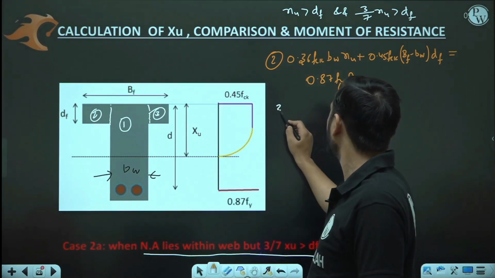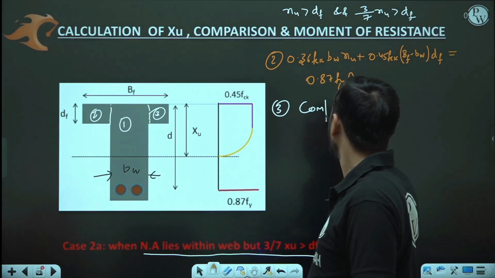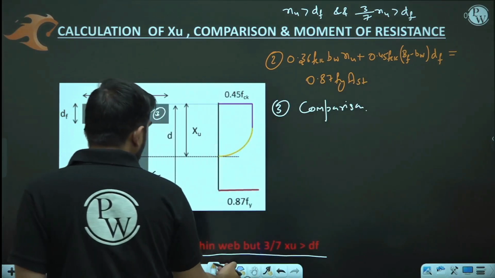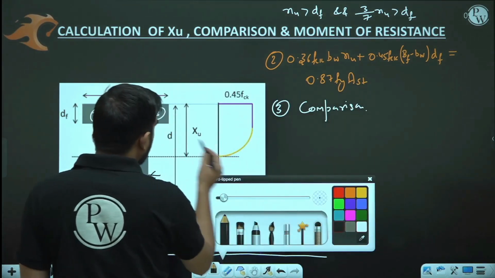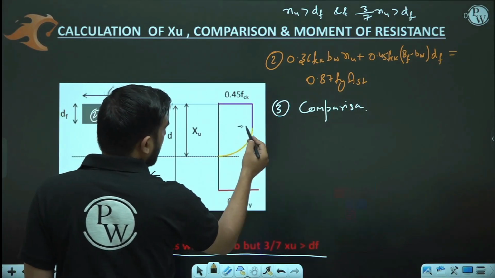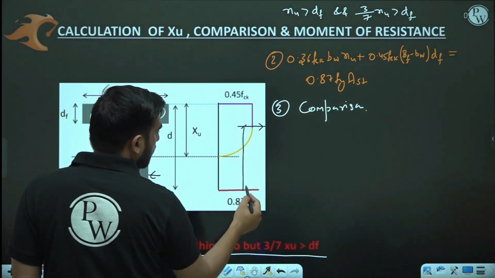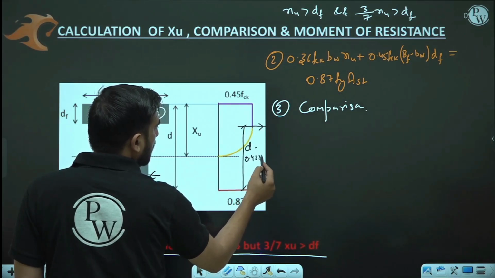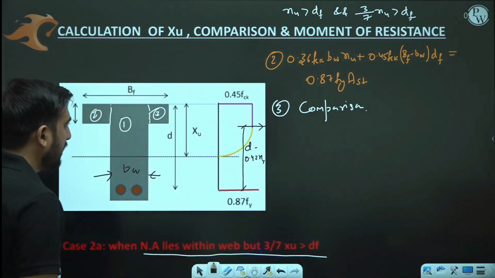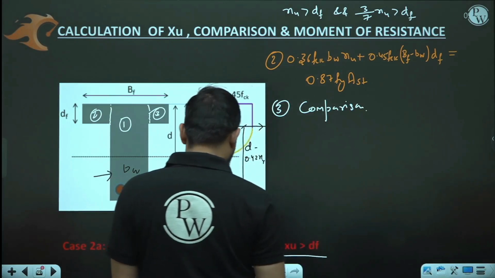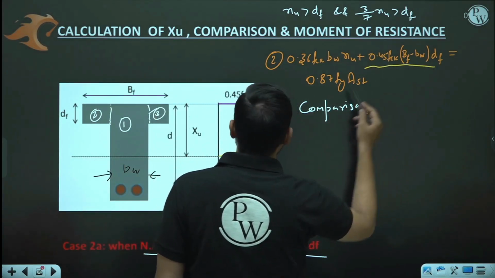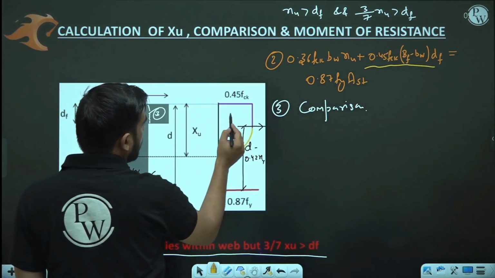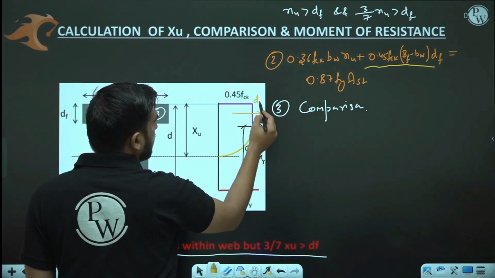Again, step number 3 is comparison. And my dear friend, you can check here that there would be two lever arms. The first lever arm would be for zone number 1, which is D minus 0.42 XU, and the second lever arm would be for this portion, and it is going to lie somewhere here. So if this is DF, then the point of application of this force is DF by 2.